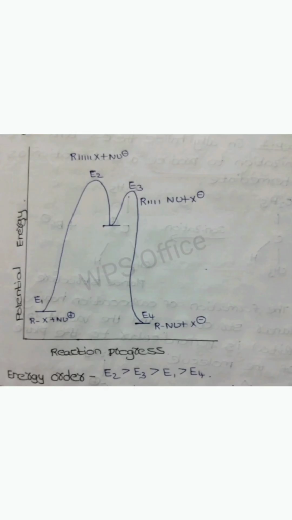Coming to the next one, the energy profile diagram. On one side is the potential energy and on the other side is the reaction progress. We can see E1, E2, E3 and E4 in the graph, and the energy order is E2 is greater than E3 and E1 is greater than E4. This is the energy order.